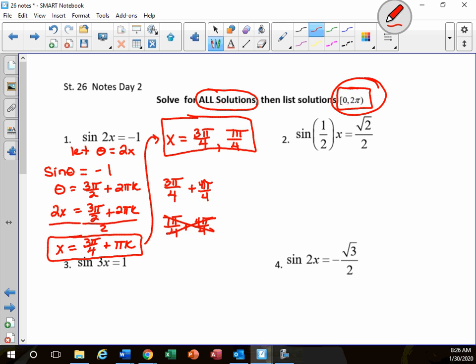Okay, so reading directions is very important. If I say all solutions, you stop with a k. If I just say 0 to 2 pi, you've got to give me the very specific angles as the answers. Okay?